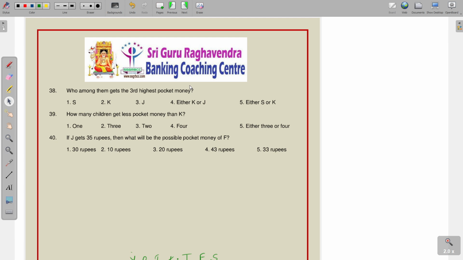Let's move on to the questions. So see question number 38. Who gets the third highest pocket money? That is J. How many children get less pocket money than K? So totally 3 persons are there less than K. And next, if J gets 35 rupees, what will be the possible pocket money of F? So F is more than 35. So only 43 rupees. The remaining options are all less than 35. So this is the complete paper of RRB PO and clerical reasoning paper. So all the best for your examinations. Thanks for watching the class.